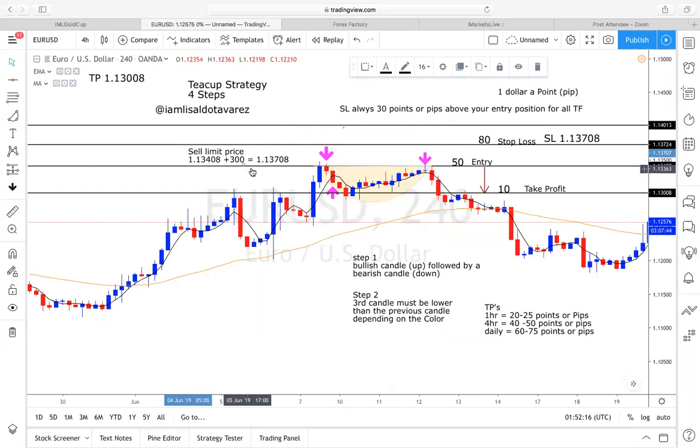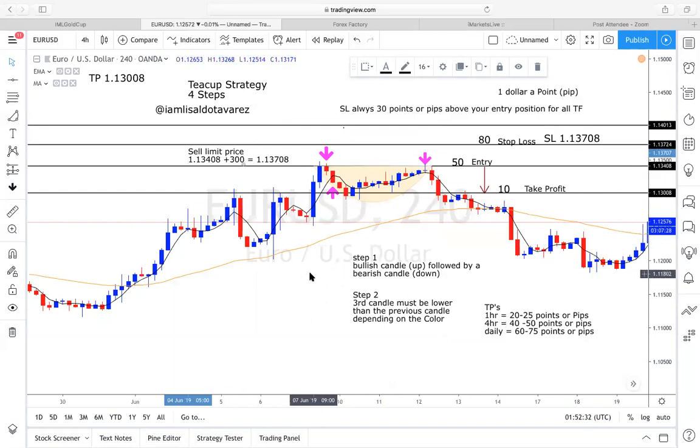So 1.1348 plus 300 is 1.13708. So that's how I get my stop loss, right? That's how I get my stop loss. So this is my stop loss, 1.13708. See that math class, I'm telling you, this math class, hope y'all went.